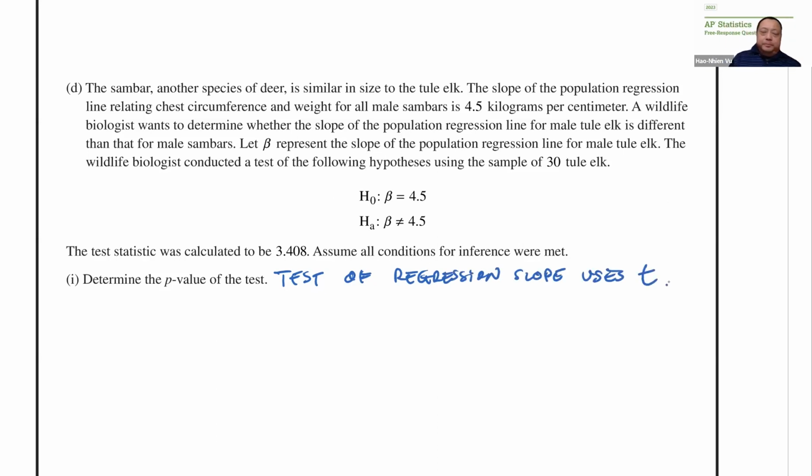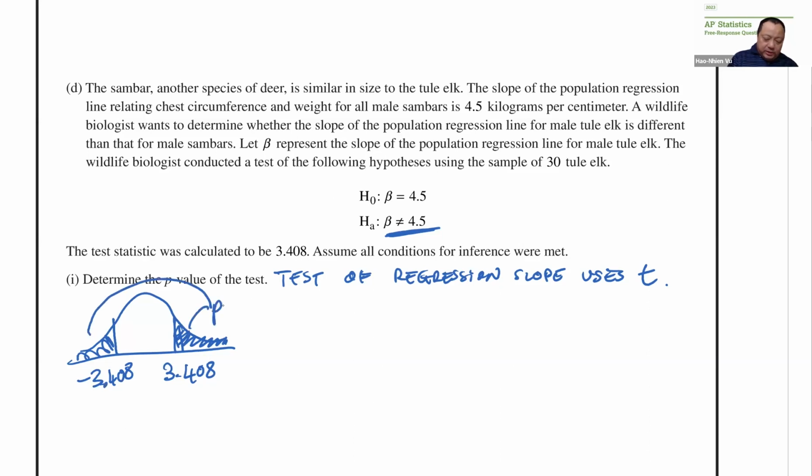uses the t-distribution. Have a t-distribution that looks like the normal distribution. It has a test statistic of 3.408. And because this is a two-sided, two-tailed test, there is a negative 3.408 back here. And then these two together make the p-value. If this were a normal distribution, you know how to calculate this. For the t-distribution, you use a similar process on your calculator to find this number.